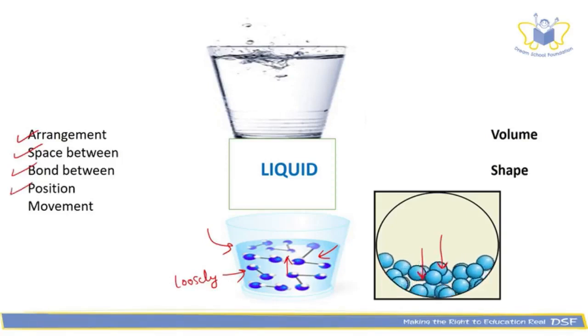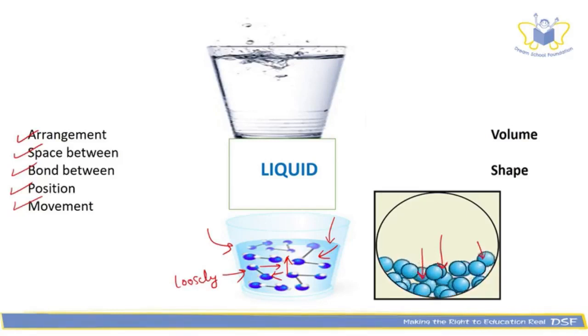What about the position? Because they don't have a strong bond between each other, they can slide over each other and move about in a given space. What about movement? Like I already said, they slide over each other, they move about in a space given. You can see that this particle does not have a fixed position and hence moves about in that particular space.